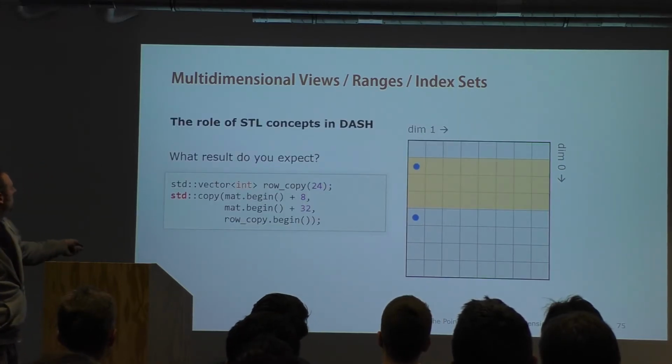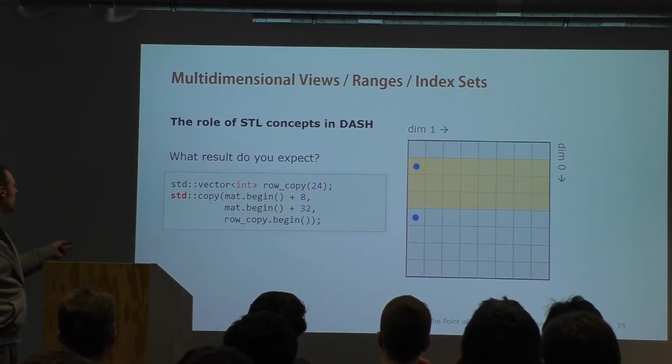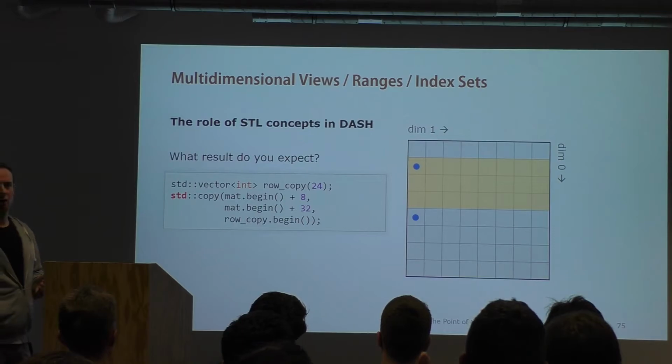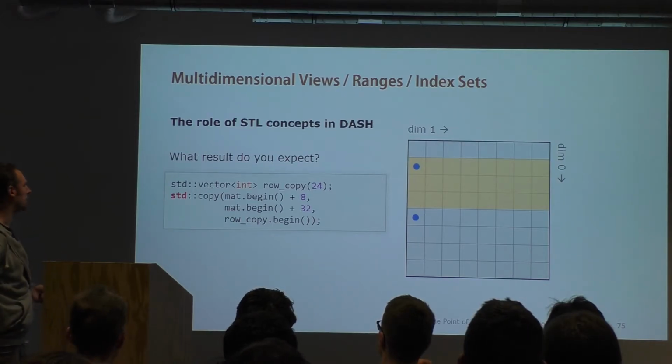So, for example, how about we have a two-dimensional matrix and we run standard copy on it. Standard copy has no idea of, as we had before, domain decomposition, no idea of multidimensional stuff.